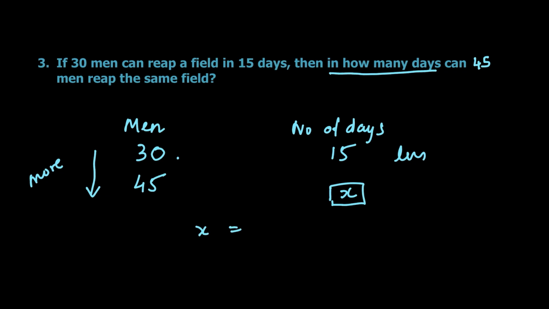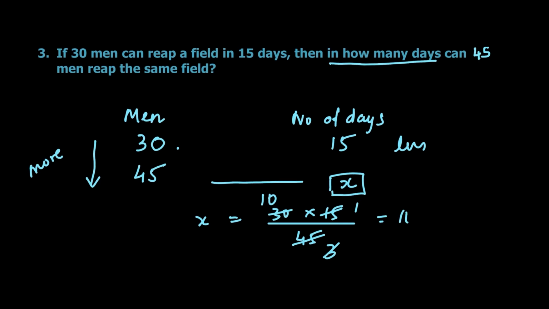In indirect proportion, whatever is just next to x will go in the denominator, the rest in the numerator, and we do our cancellation. Okay, 15 ones are 15, 3 fives are 15, 3 ones are 3, and 3 tens are 30. So the number of days is 10 days. 45 men will reap the field in 10 days.